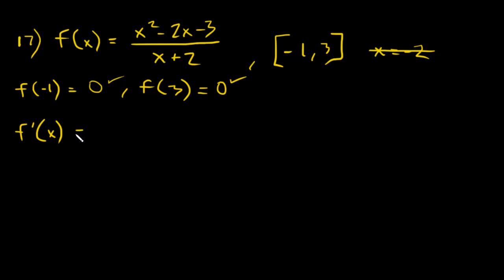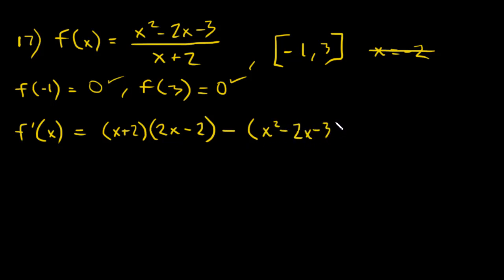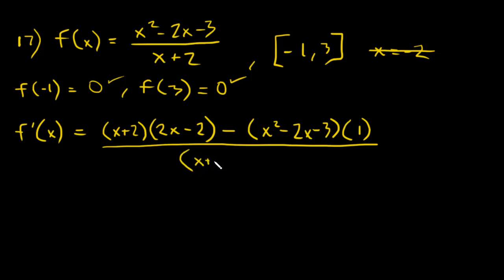So f prime of x is going to be, and here's where it gets interesting because this is a quotient, we've got at the bottom x plus 2 times derivative of the top, 2x minus 2, minus the top, x squared minus 2x minus 3, times derivative of the bottom, 1, and all of that over the bottom squared, x plus 2 quantity squared.